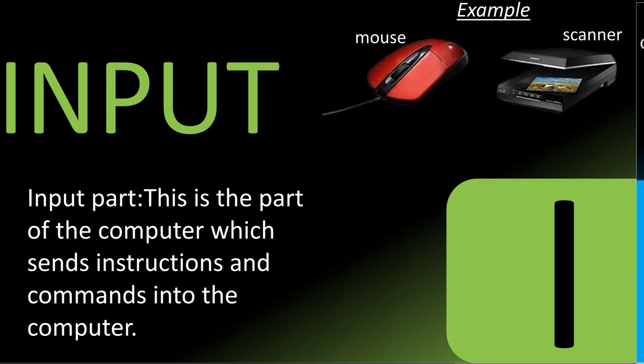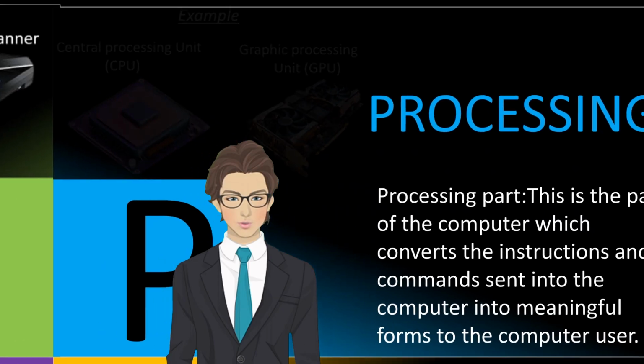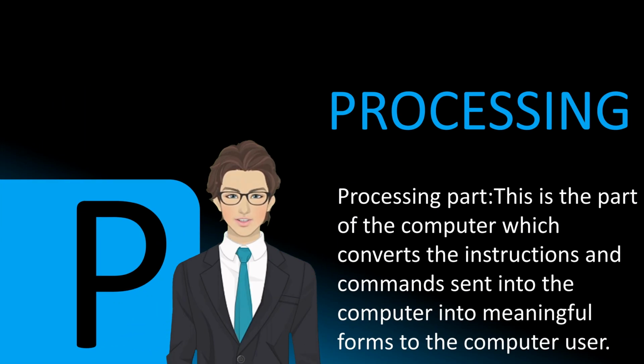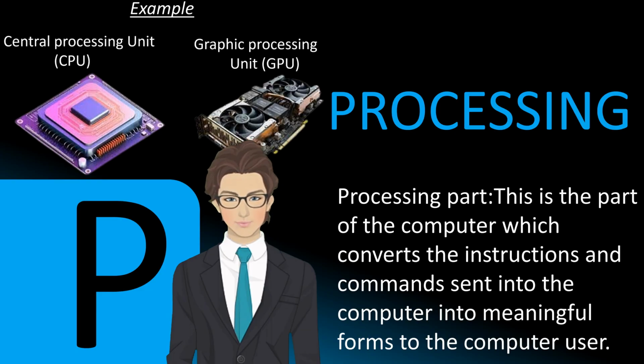Scanner, keyboard. That is excellent. Moving on to processing. This is the part of the computer which converts the instructions and commands sent into the computer into meaningful forms for the computer user. Examples: central processing unit, CPU, graphic processing unit, GPU.